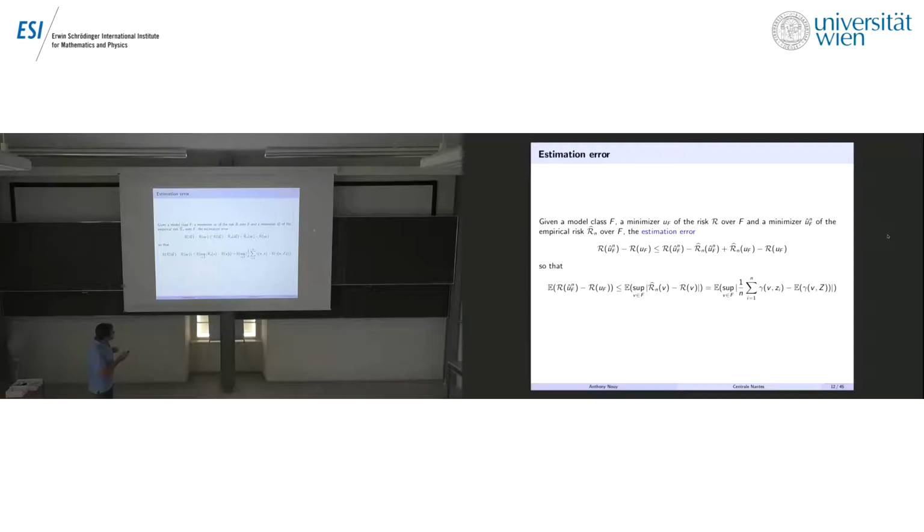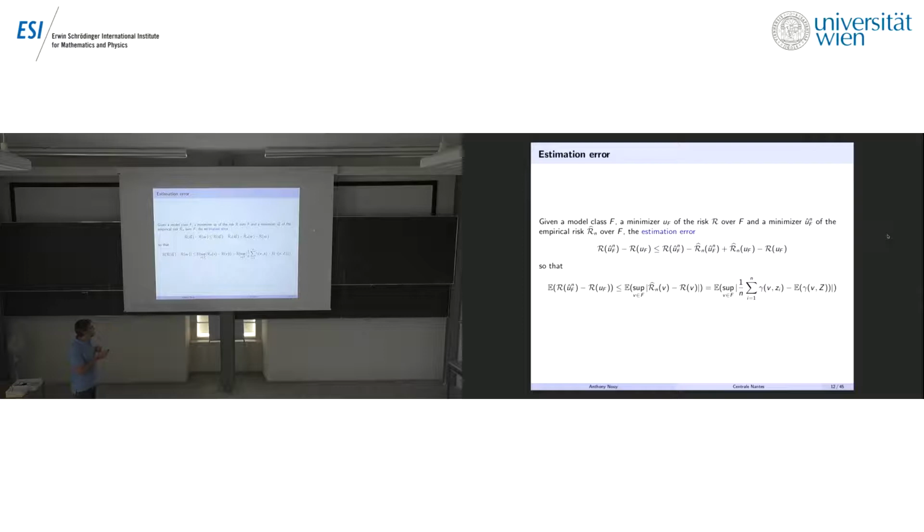From this, you can obtain different types of results in probability, in expectation. To make it simple, I will only give you results in expectation. I try to bound the average of this error: the average over the samples of the difference between the risk of the estimation and the risk of the best approximation in the model class. Because the empirical risk is an unbiased estimation of the risk, when you take the expectation, this cancels. It remains only this term.